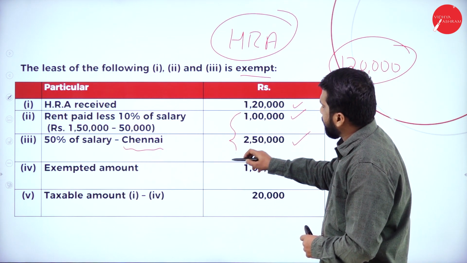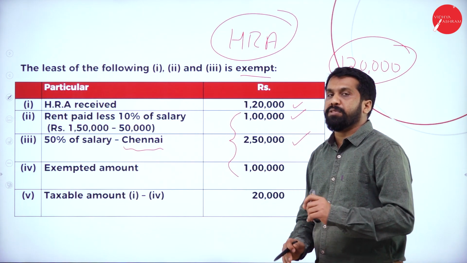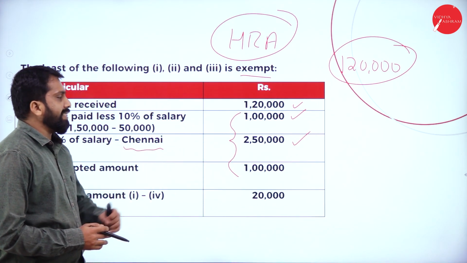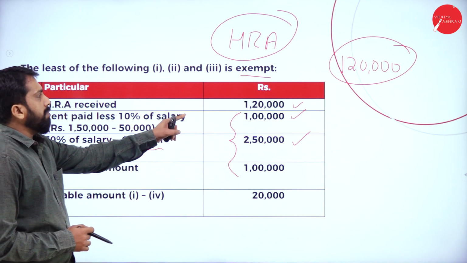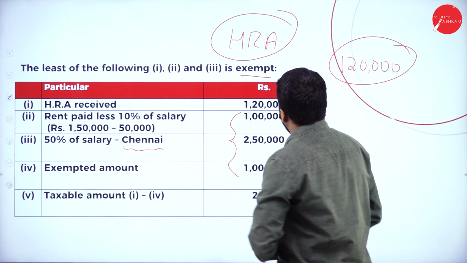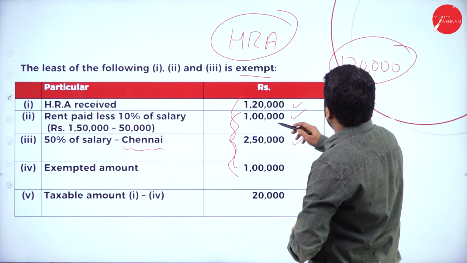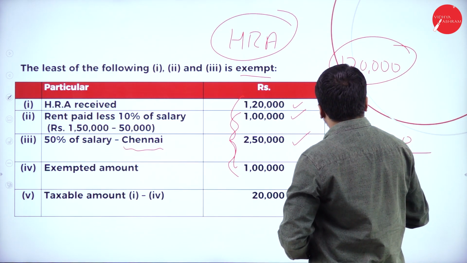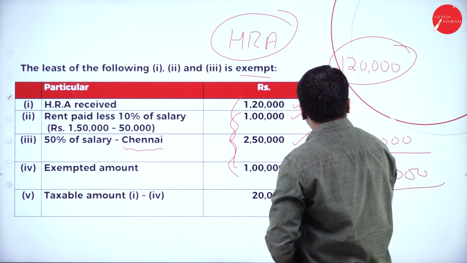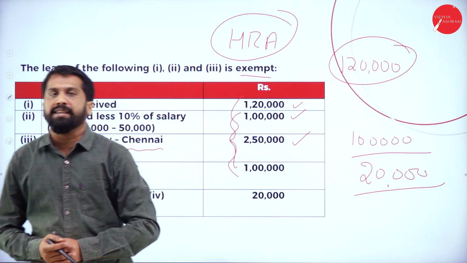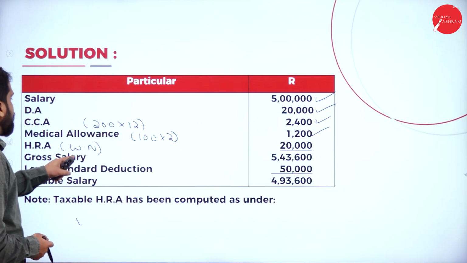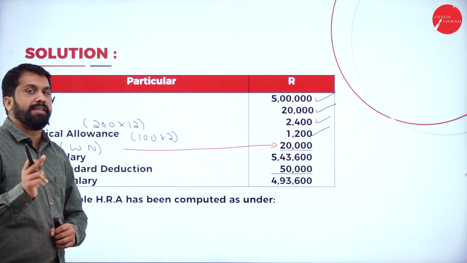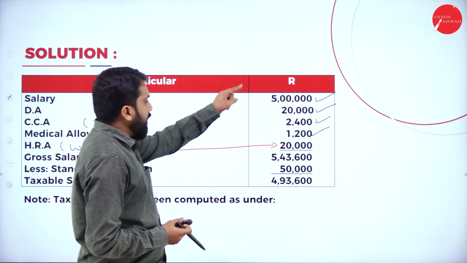So, 1, 2, 3. Out of these three, whichever is less. Which is less in this? Out of these three, 1 lakh is less. So, your 1,20,000 minus 1 lakh, your answer is how much? Only 20,000. Your final answer for HRA is 20,000. I'll go back to the answer. Your working note is 20,000. Clear? Now, add everything.